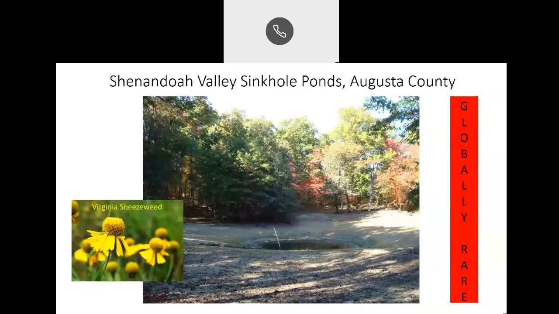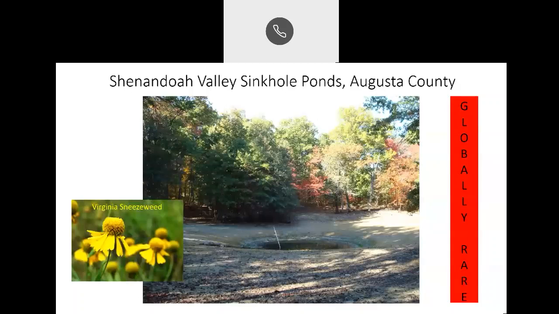So this slide shows a very rare ecosystem that we would think of as an oversized vernal pool. In the upper Shenandoah Valley, the sinkhole ponds there are renowned as being these showcases of relict and disjunct plant and animal species that have been there for a very long time. This area in particular is on the National Forest.